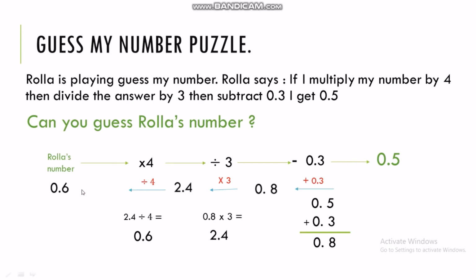Do you want to check? Okay. 0.6. Rula multiplied her number by 4. So 0.6 times 4 is 2.4. Rula then divided by 3. 2.4 divided by 3 is 0.8. And finally, Rula subtracted 0.3. 0.8 minus 0.3 is equal to 0.5. So yes, Rula's number is 0.6.